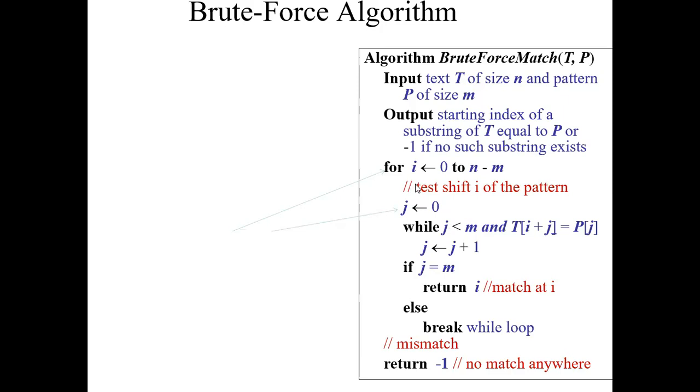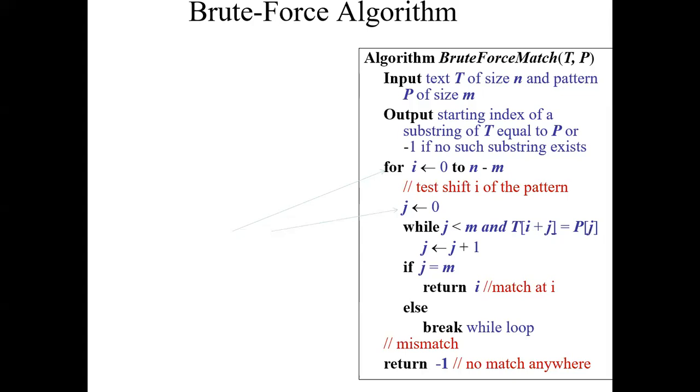Let me repeat this. Why are we taking this loop from 0 to n minus m? Because in the worst case, if the pattern is present at the last in the text, its matching should begin at the n minus mth location, and the next m locations are matched one by one. You can see over here, this is i plus j matching with p of j. So n minus m plus 0 we are trying to compare with p of 0, n minus m plus 1 trying to compare with p of 1, and n minus m plus m trying to compare with p of m.